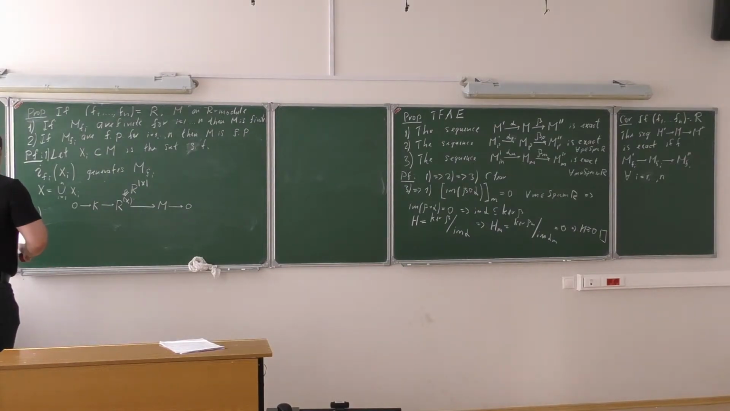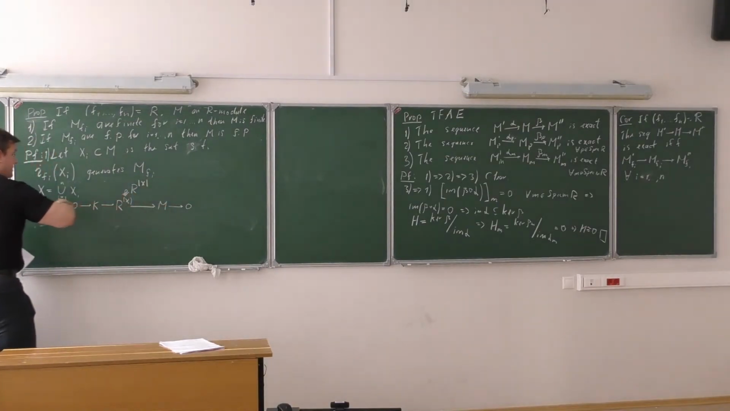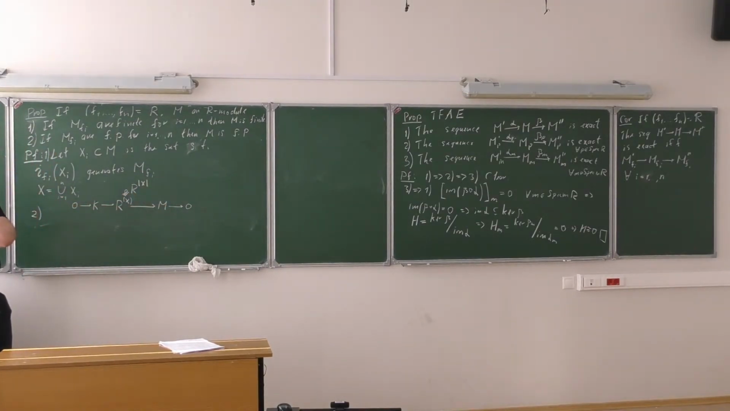So now let's go to the second part. In the second part, I can see again the following. I look at the short exact sequence. I localize this exact sequence at some f_i. So let me maybe try this.